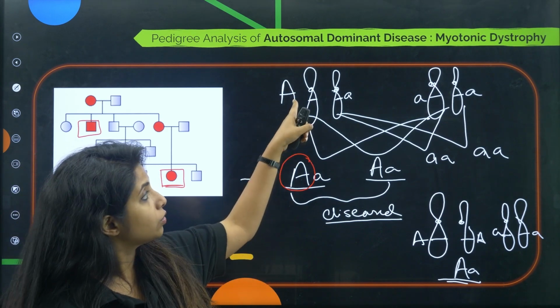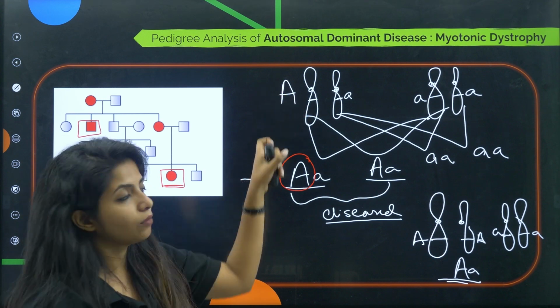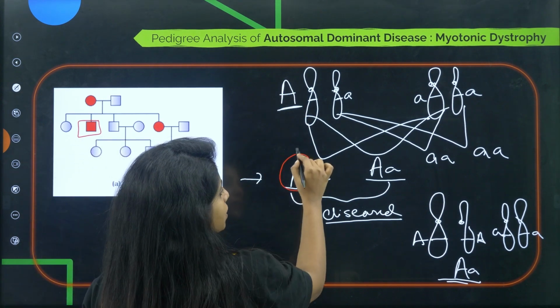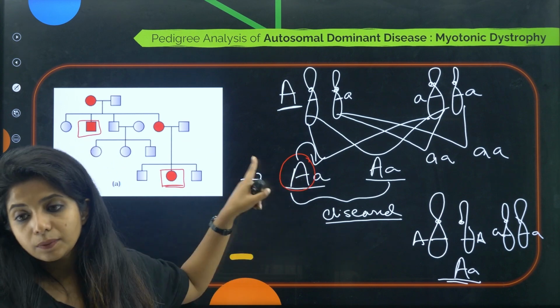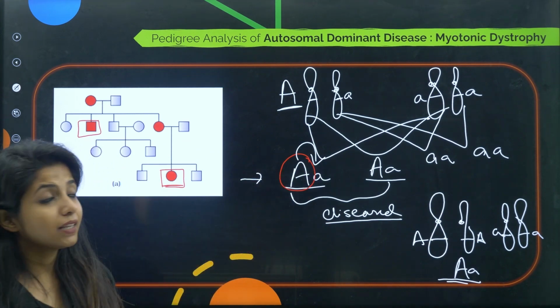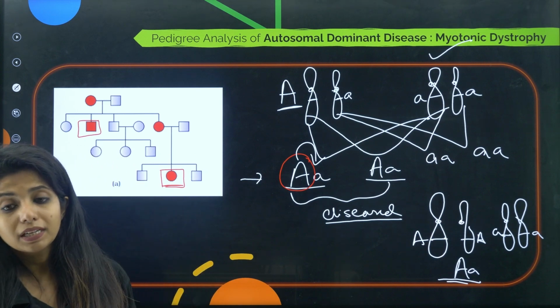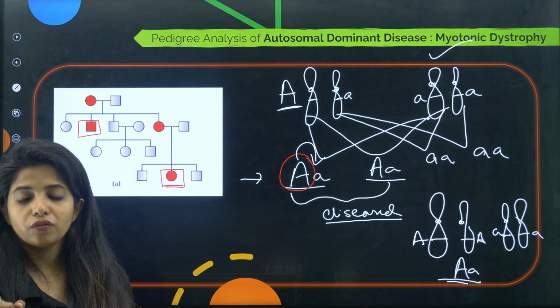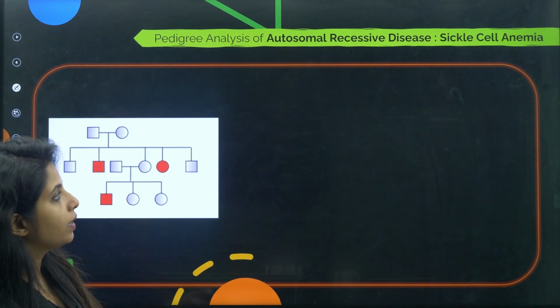Now, when the autosome is carrying a dominant allele, the mutated allele, then obviously this dominant allele will show its character even if a recessive allele is there. It will overshadow the effect and that person will have the disease. The example given in your NCERT textbook is myotonic dystrophy, so please take a note of it. Myotonic dystrophy is an example of autosomal dominant disease. Cool? Going ahead, what do we have?